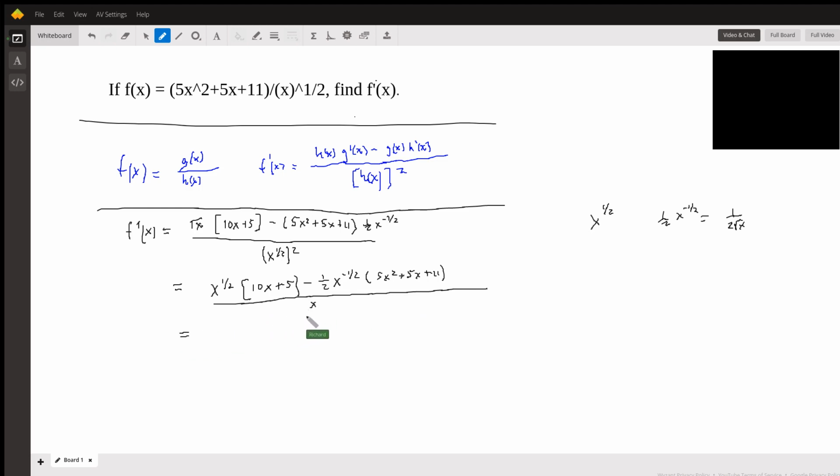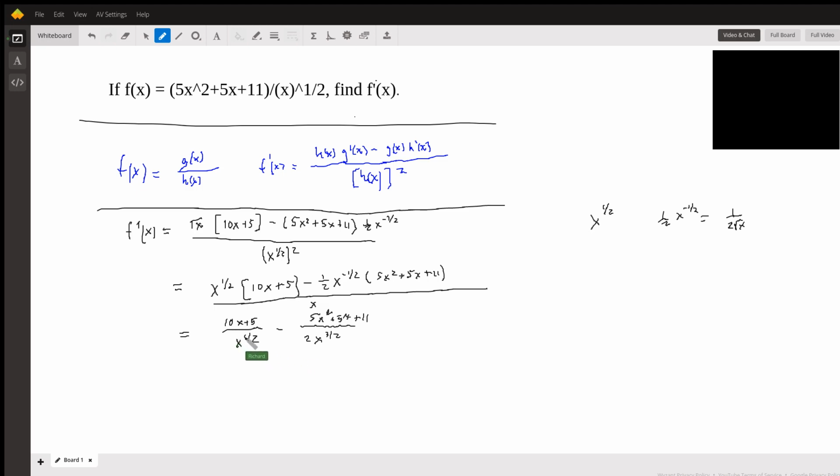So we are going to get some simplification just in the x's. X to the 1/2 over x is going to give you 10x plus 5 over x to the 1/2. And then x to the negative 1/2 over x is going to give you x to the negative 3/2. So it's going to be 2x to the 3/2, because this is x to the negative 3/2, so it's down here. And then the 2 is also in the denominator. And then you're left with 5x squared plus 5x plus 11. And I'm not sure how much better that is.